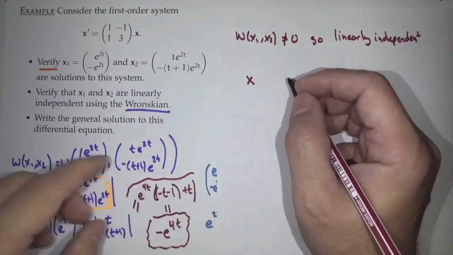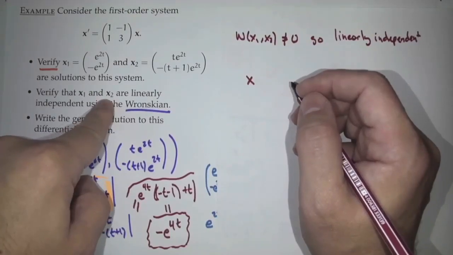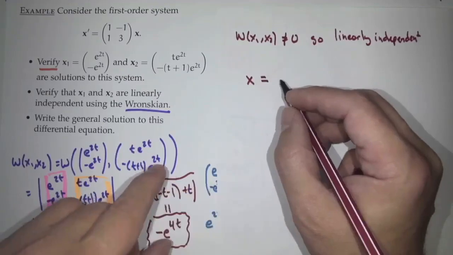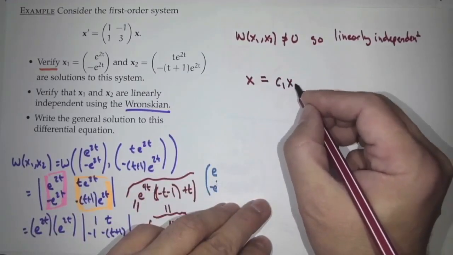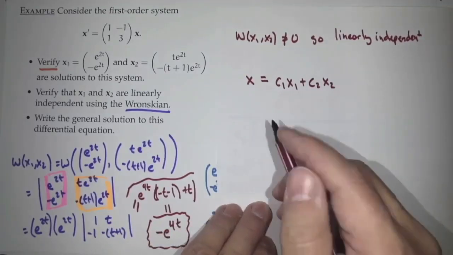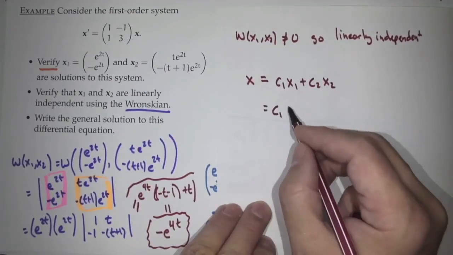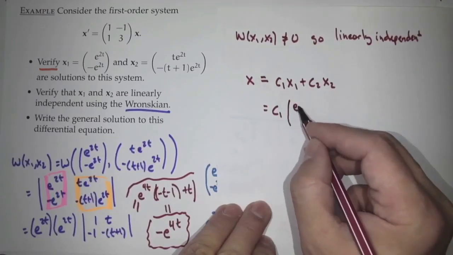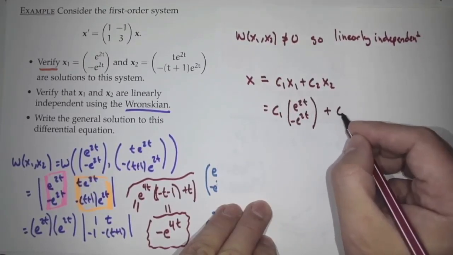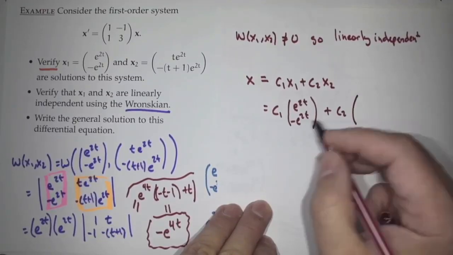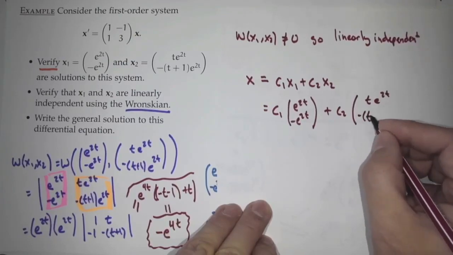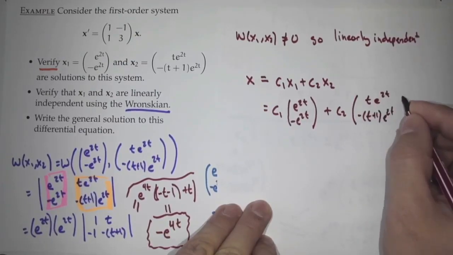So, since we have two different solutions, we can say, aha, all the solutions have the form some constant c1 times the first solution plus some constant c2 times the second solution. That makes it c1 times x1, which is e to the 2t, minus e to the 2t, and c2 times x2, which is t e to the 2t, and minus t plus 1 times e to the 2t.